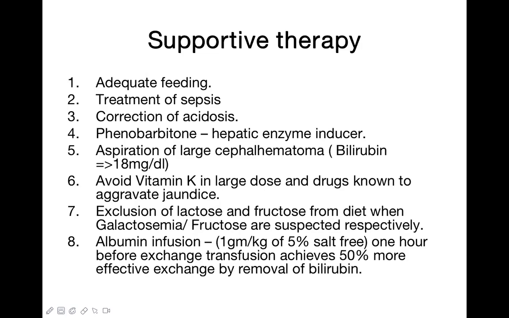Remember the metabolism of bilirubin here. What happens to the unconjugated bilirubin after production? It will bind to the albumin. So this is the logic why we give albumin in the treatment of unconjugated hyperbilirubinemia, and that is given in the dose of 1 gram per kg of 5% salt-free albumin 1 hour before the exchange transfusion, and this achieves 50% more effective exchange by removal of bilirubin. It really helps the exchange transfusion in a better way. Okay, so this is one of the options.